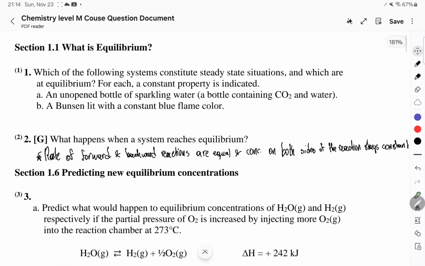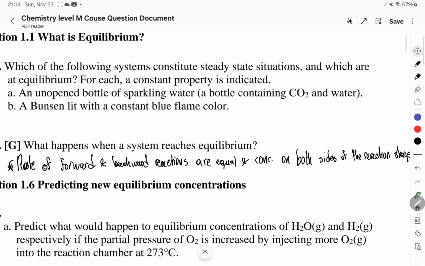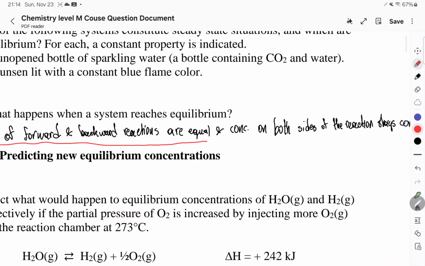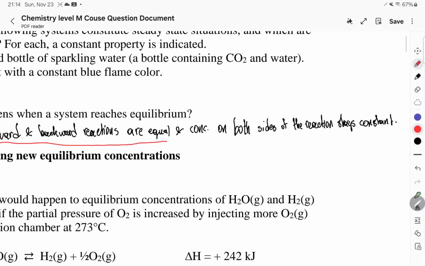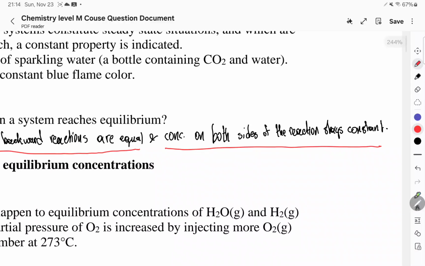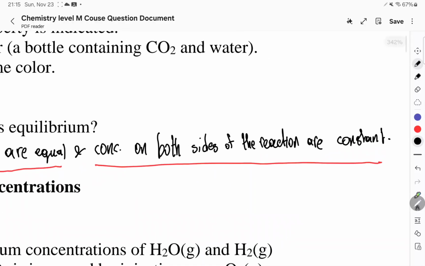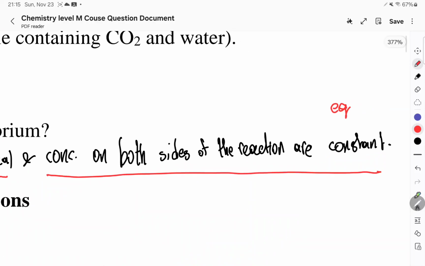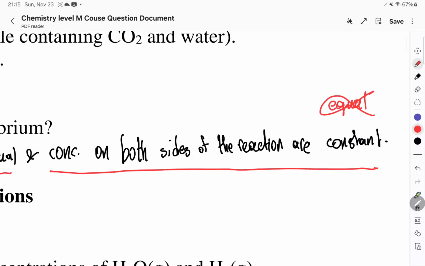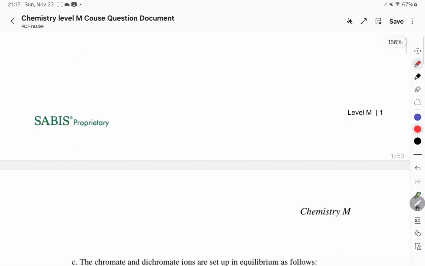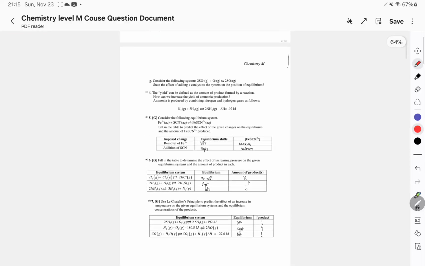So first, what happens when a system reaches equilibrium? We have to know these two main factors. The rate of the forward and backward reactions are equal, and the concentration of both sides of the reaction stays constant. And you can't say they are equal. Equal does not work. So it has to be constant. Okay, so question 3 won't be included.